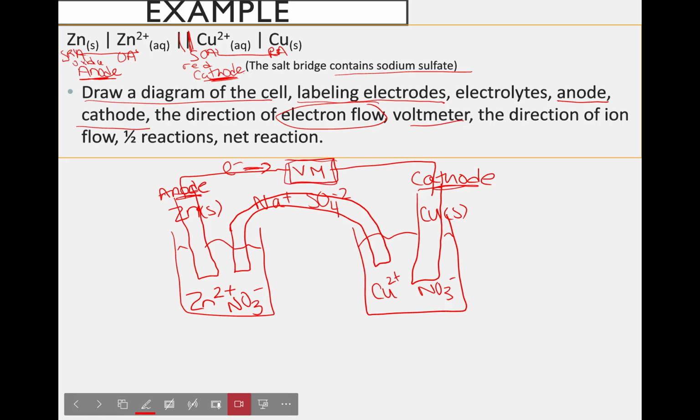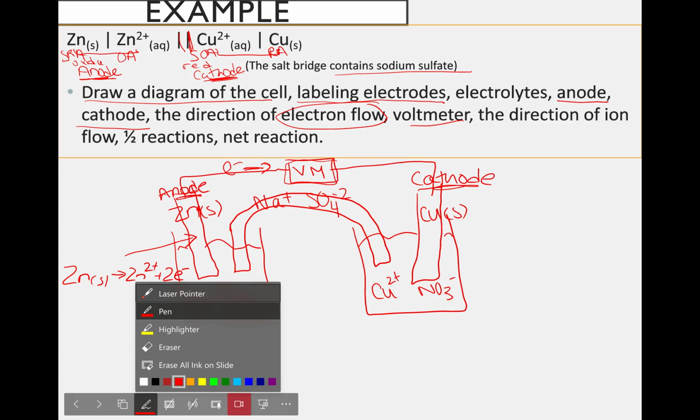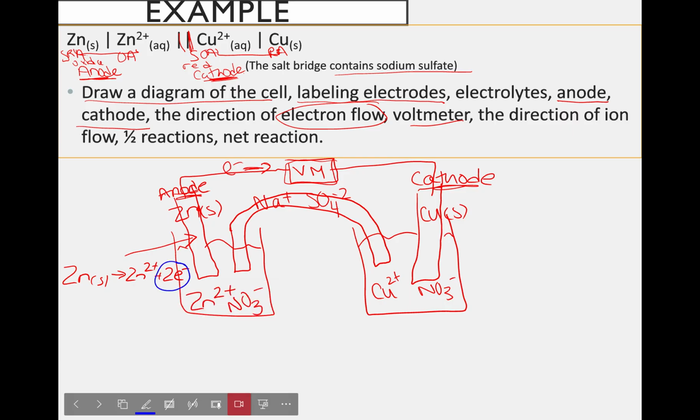The direction of ion flow. So here, when we're taking a look at what's happening, your zinc metal will break apart. So once this reaction starts happening, because it is spontaneous, zinc solid will break down into zinc 2 positive and 2 electrons. Now those electrons need to go somewhere, so they are going to leave this half cell and go into the wire. This zinc 2 positive needs somewhere to go as well, because now it's not solid, and it will end up going in solution.